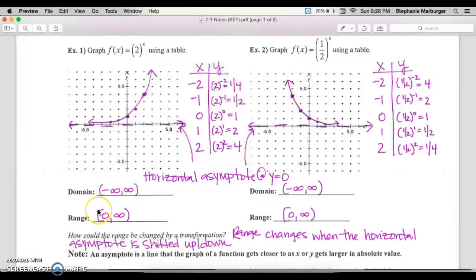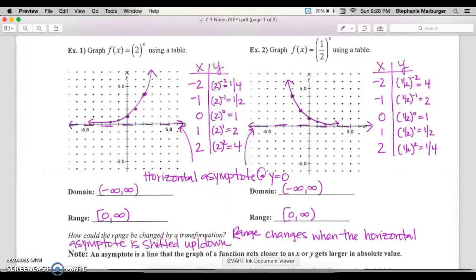Because 0, it's just approaching 0. It doesn't actually touch that. And then hopefully the domain is obvious that it's going to be from negative infinity to positive infinity for both of them. So again, make sure that you're using this as a supplement to the notes.